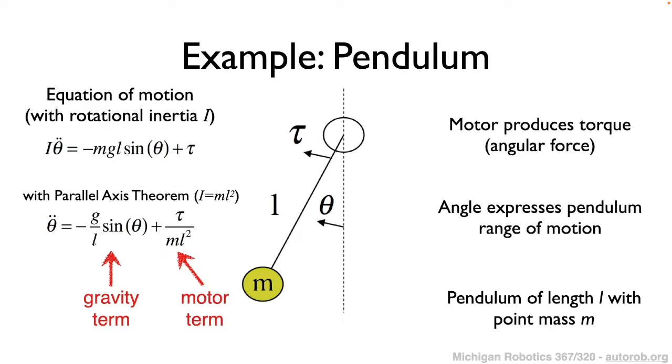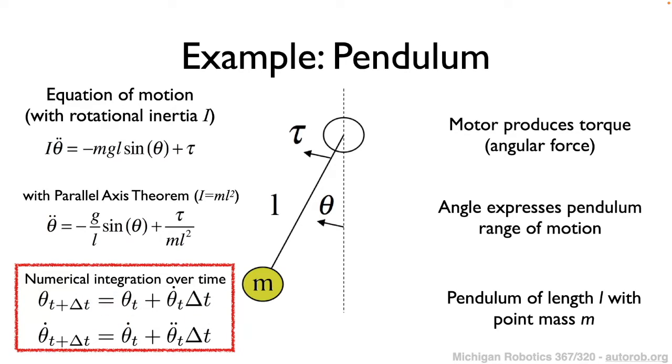Because once we have the angular acceleration, we know how the angular velocity will change, and once we have the angular velocity of the system, we can define how the angle itself will change. And so assuming that our mass doesn't change, and assuming that the length of the pendulum doesn't change, we now have enough information to define how the state of the system will change over time. One way that we can actually compute how the state of the system will change over time is a technique called numerical integration.